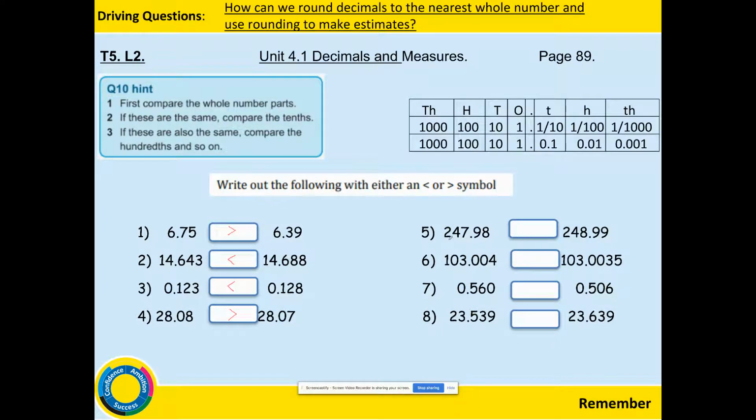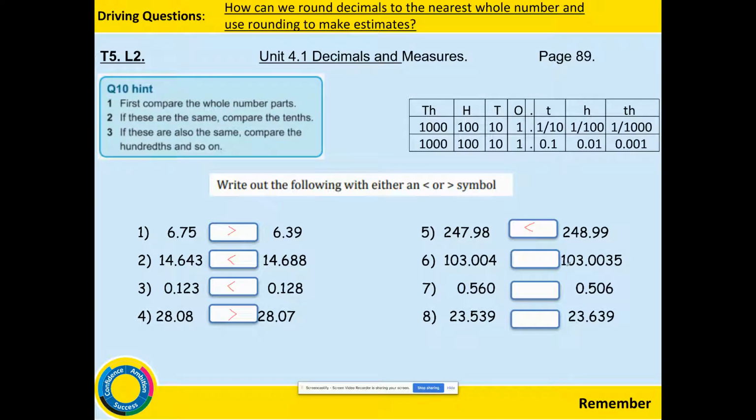Question 5. We've got 2 hundredths on both numbers. We've got 4 tens in both numbers. We've got 7 ones and 8 ones. So 7 ones is our smaller number. We do our less than facing towards our 7.